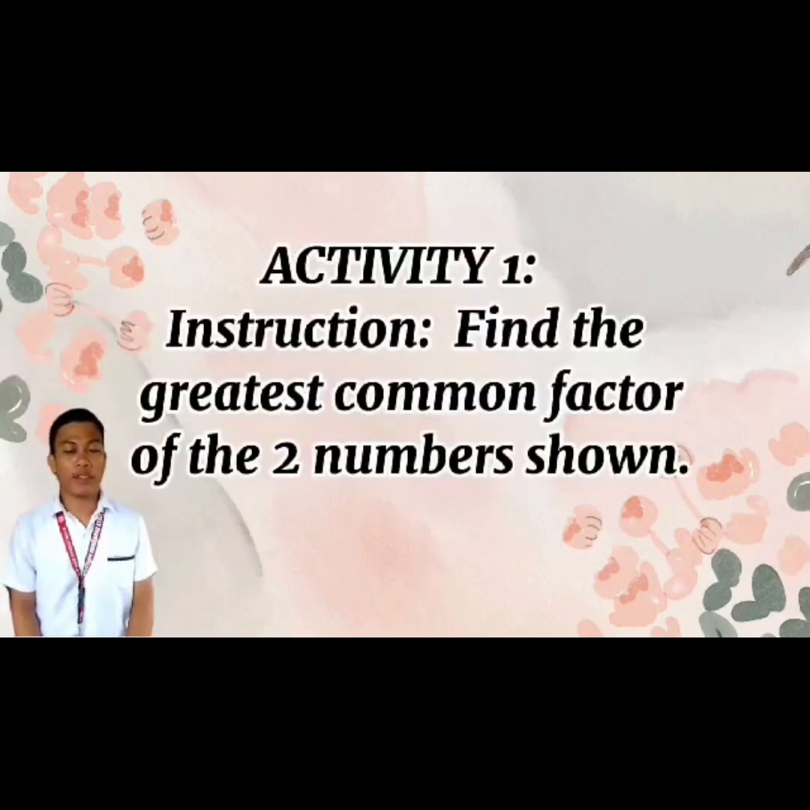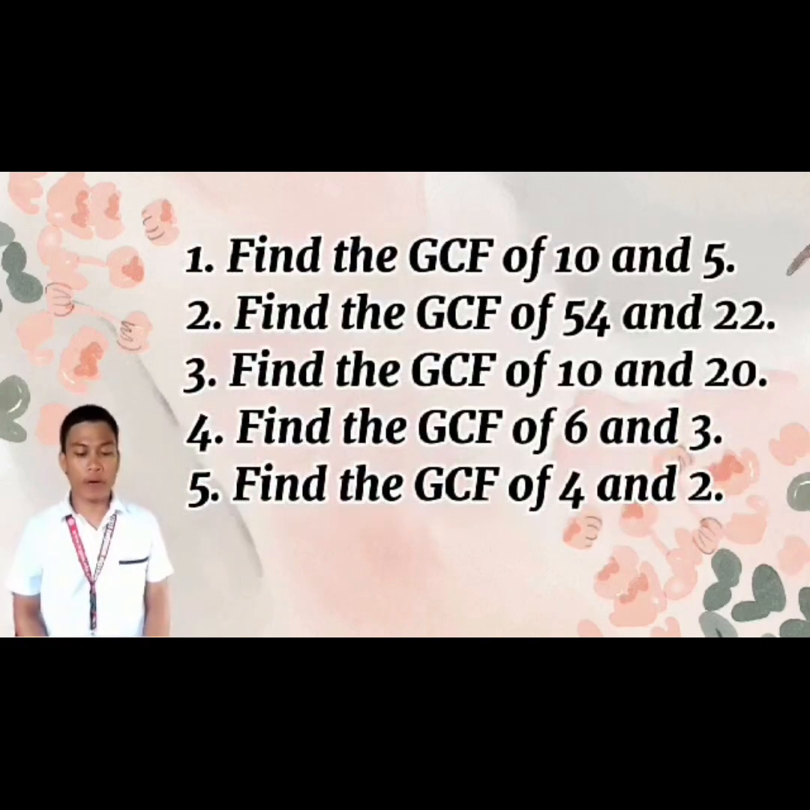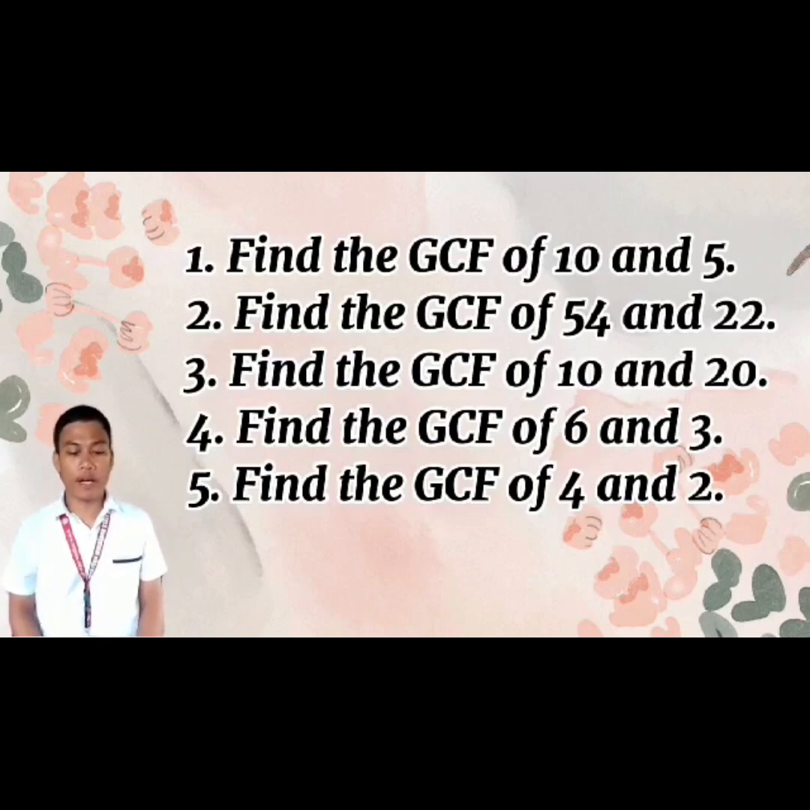Activity 1. The instruction is to find the greatest common factor of the two numbers shown. Number 1, find the greatest common factor of 10 and 5. Number 2, find the greatest common factor of 54 and 22. Number 3, find the greatest common factor of 10 and 20. Number 4, the greatest common factor of 6 and 3, and number 5, the greatest common factor of 4 and 2.